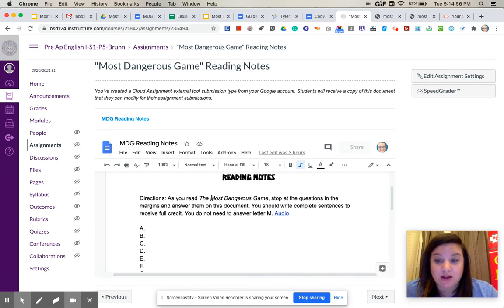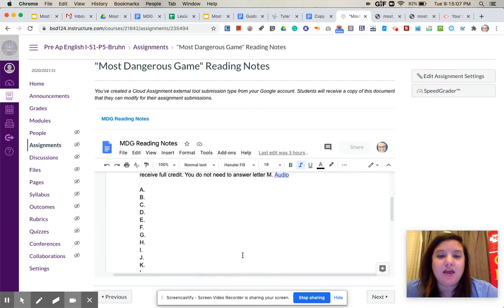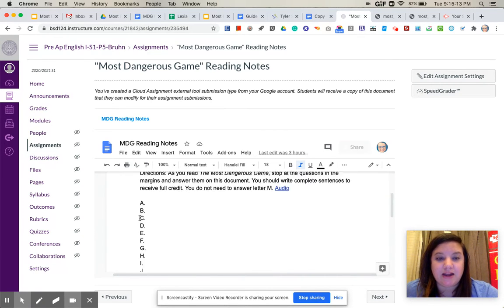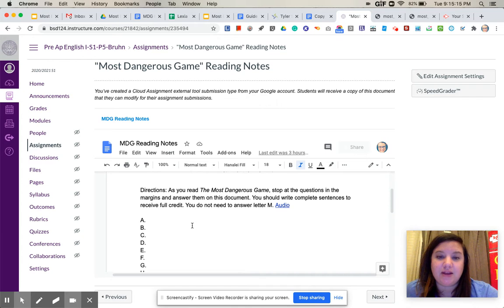I do have the audio linked there. I know that it does help some people to listen along with it, so that is there as an option for you as you continue reading. And as you can see, you do not need to answer letter M. That's why there's nothing there. That's why it's left blank, because that's not actually a question. It's just something that it asks you to notice. Okay, so let's get started.